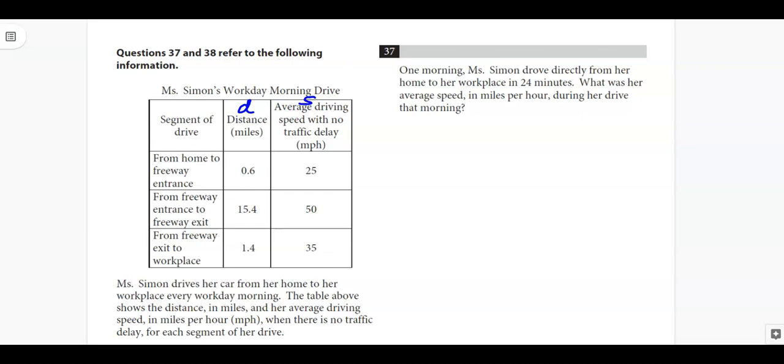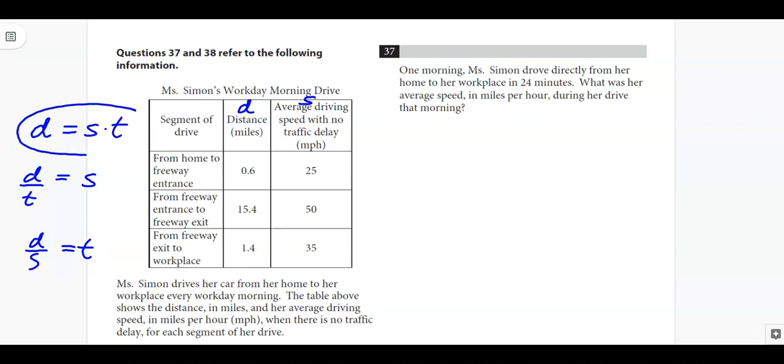One thing that we need to know for these type of problems is that distance equals speed times time. Then there's different variations of that if you want to solve for it. For instance, speed equals distance over time. Or if you want time, it's distance over speed. So you can change those equations around. This one's easy to remember because it spells out distance, DST. So number 37, on one morning, Mrs. Simon drove directly from her home to workplace in 24 minutes. So they're actually giving me a time of 24 minutes. What was her average speed in miles per hour during her drive that morning?